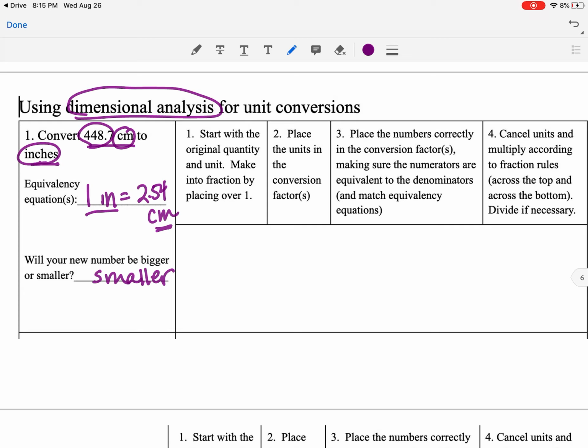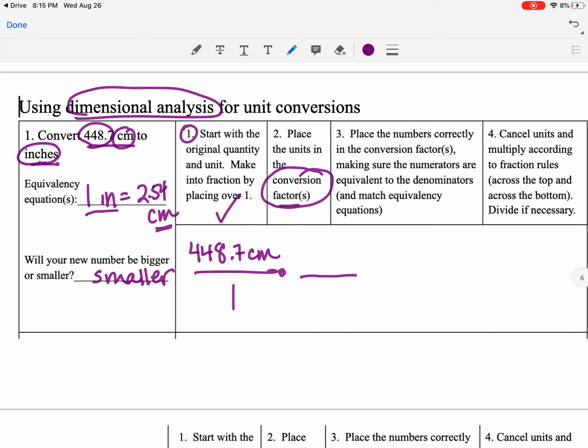Okay, moving on to doing the problem. Step 1, start with the original quantity and unit. Make it into a fraction by placing it over 1. Our original quantity is 448.7. Put it over 1. All right, we did step 1. Yay! Okay, step 2, place the units in the conversion factors. This next fraction is called the conversion factor.